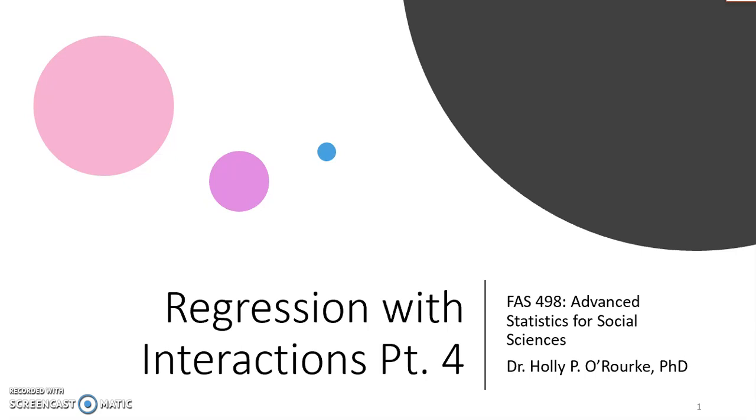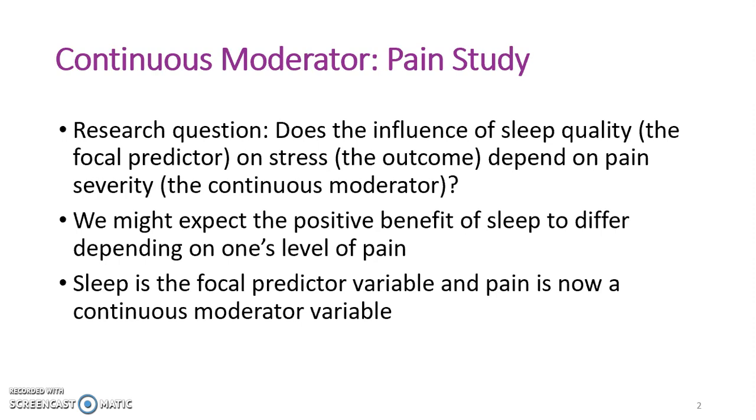In this lecture, we'll continue discussing regression with interactions, and we'll look at an example of an interaction with a continuous moderator. So we'll continue with the example from the Payne study, and I mentioned at the beginning of this series of lectures that we had multiple variables in this data set. And one of the continuous variables we had that we haven't looked at yet is sleep quality.